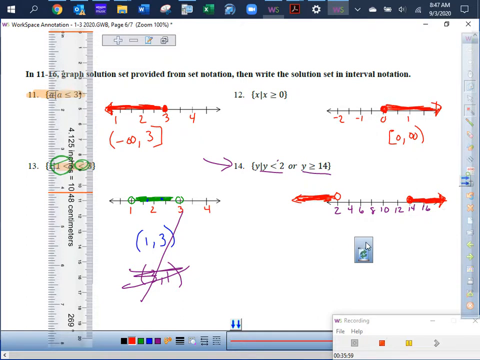And since you got 2 rays, 2 different pieces, you need 2 different intervals. As far left as it goes is negative infinity. Always put in parentheses. It goes up to 2, not included. And then the other one, it starts at 14. It is included, so that's a bracket, and it goes to infinity. But don't forget you need that weird symbol in the middle, which is a union symbol. Throw the union in there. 2 more. Get them both done.